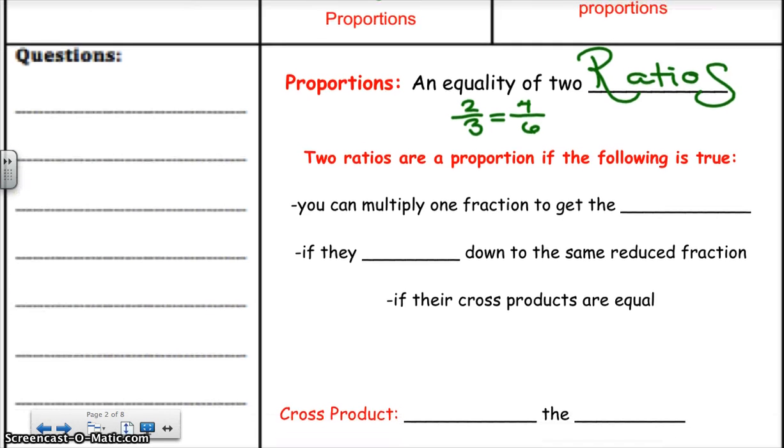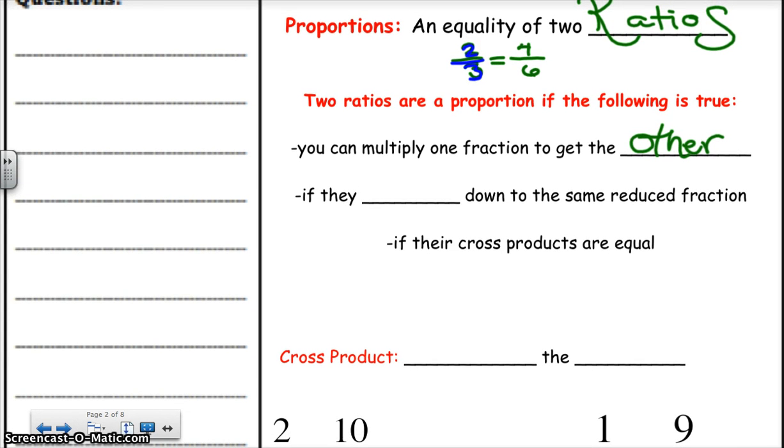We're going to identify if two ratios are proportionate or not. They are proportionate if the following is true: you can multiply one fraction to get the other. Notice in the first example up here, I got 4/6 by multiplying both of them by 2. That's the easy way to solve proportions, but they're not usually that easy, especially as 7th graders. They're also proportionate if they reduce down to the same fraction, or break down into the same reduced fraction, or simplify down to the same reduced fractions. All of them are synonyms.